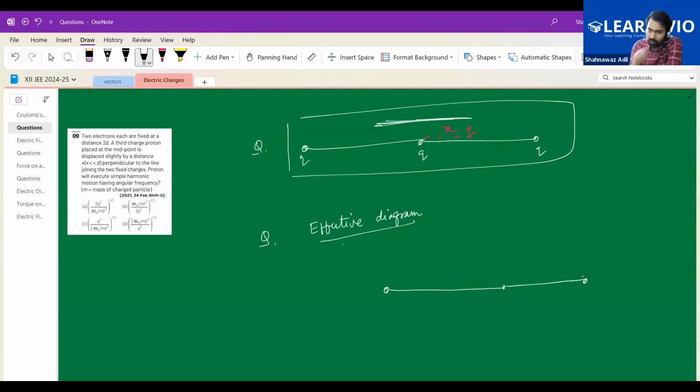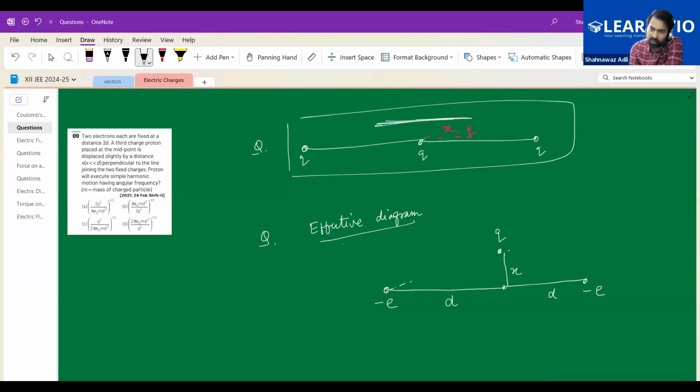Now let's say that we have displaced this charge to here. In the earlier case, it was here. Now it has gone here. This displacement is x, right? Now, if we calculate the force, what are the charges? Two electrons which are fixed at a distance 2d. So these are two electrons, minus e and minus e. And let's say this is d. A third charge, a proton.